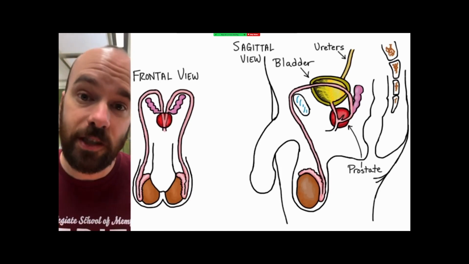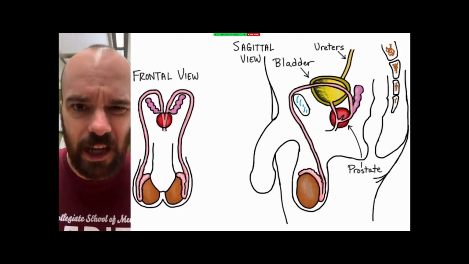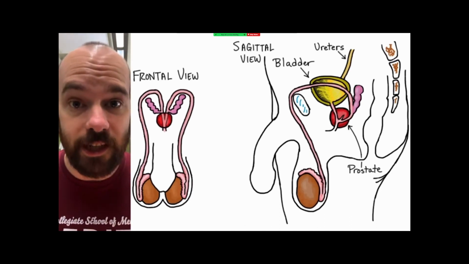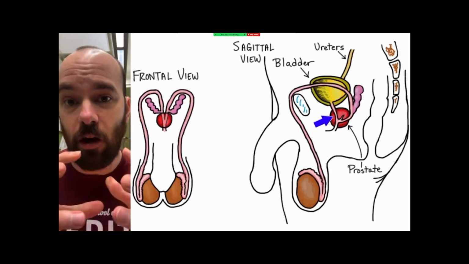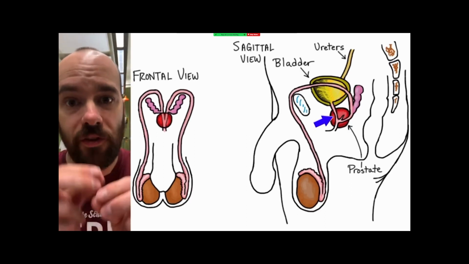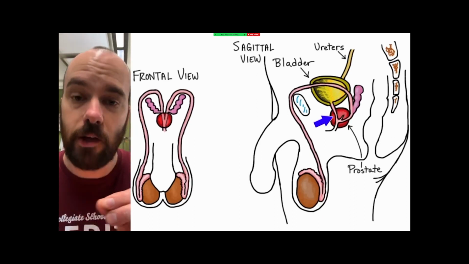Oftentimes, one of the first symptoms of an enlarged prostate or prostate cancer is difficulty urinating. So let's think about why that would be. Well, notice that the prostate surrounds the urethra just below the bladder. If that prostate is enlarged, it's going to be pushing on the walls of the urethra, making it really difficult for urine to travel through the urethra and out of the body.